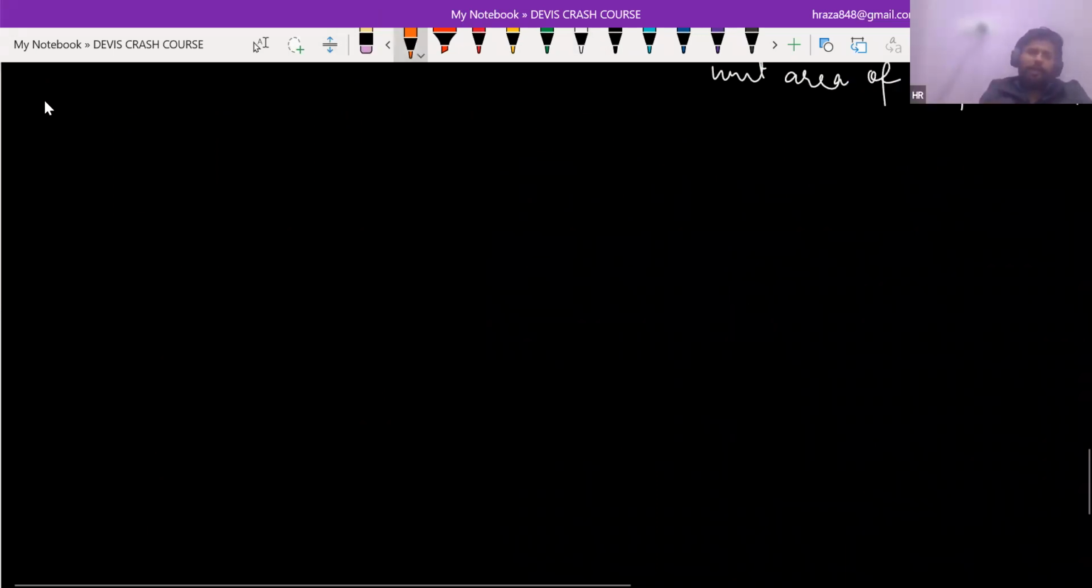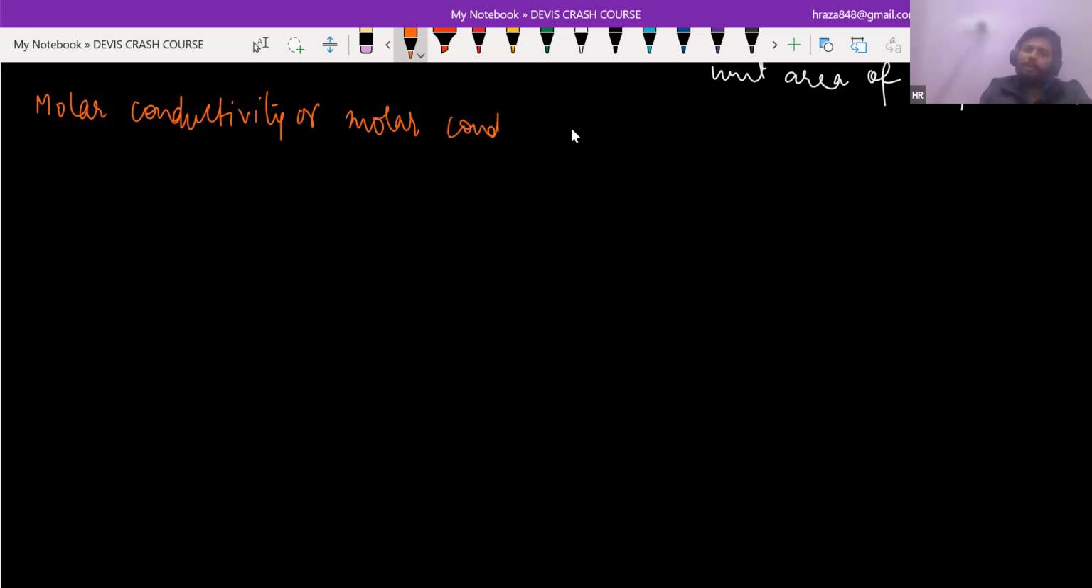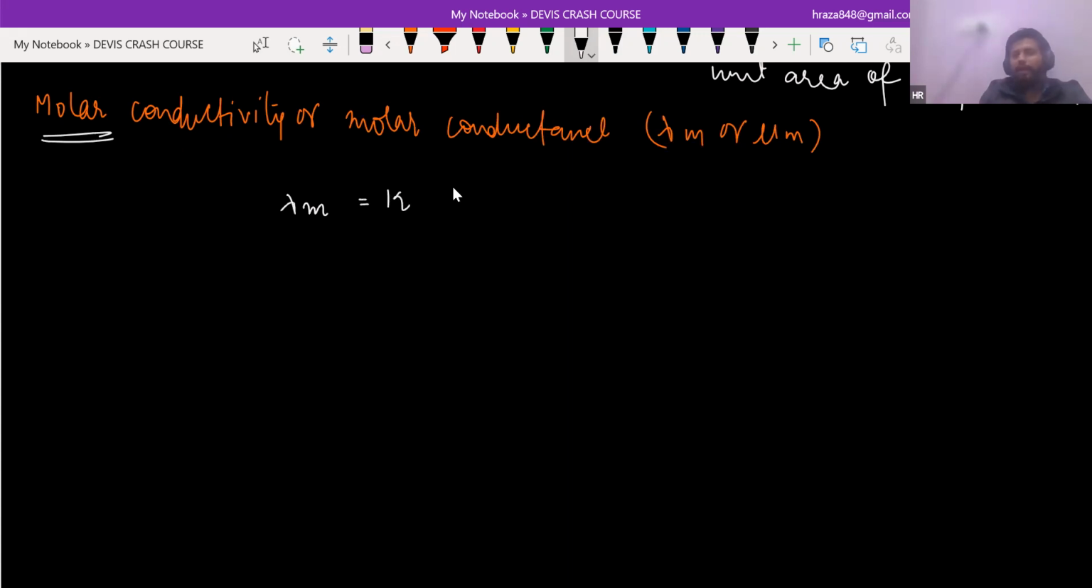Now there is a term that you need to be careful about, that is molar conductivity, or we call it molar conductance. It is denoted by lambda m, or in some books by mu. Here we are talking about molarity. So lambda m will be equal to whatever the conductivity is, into the volume of solution.